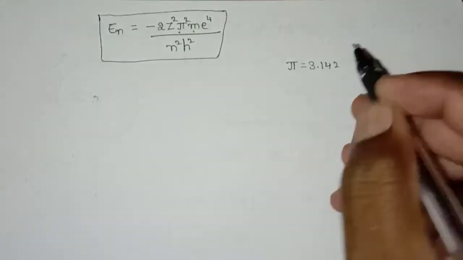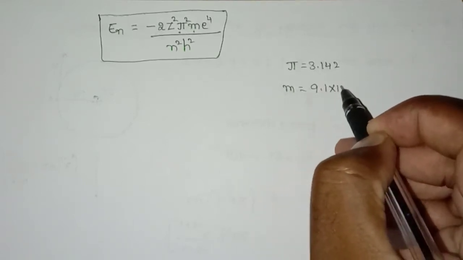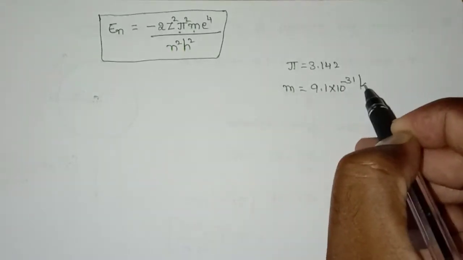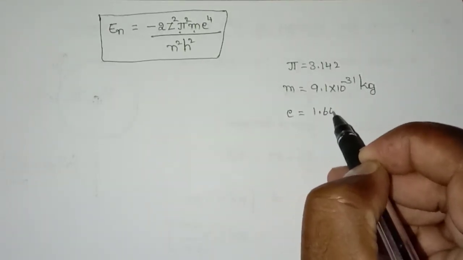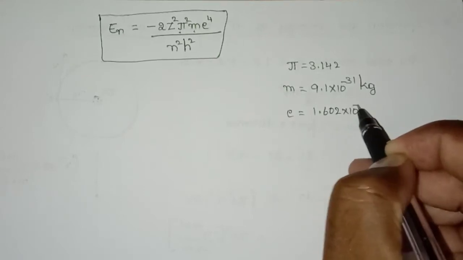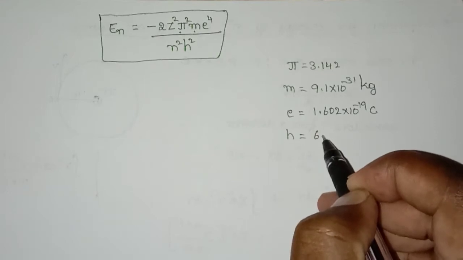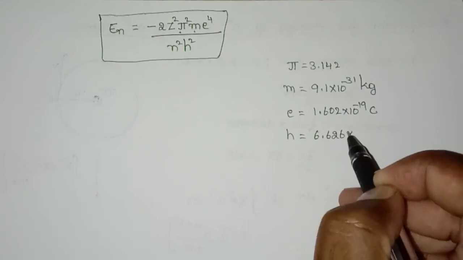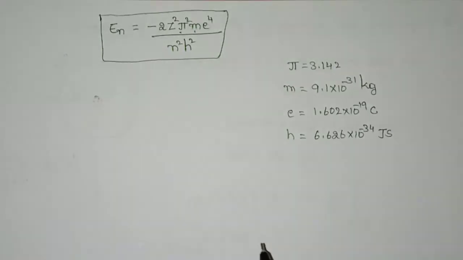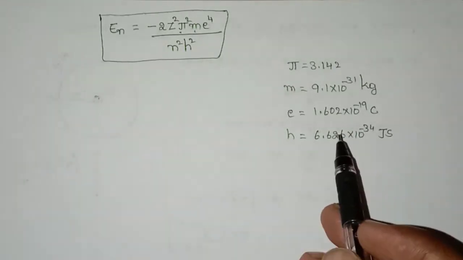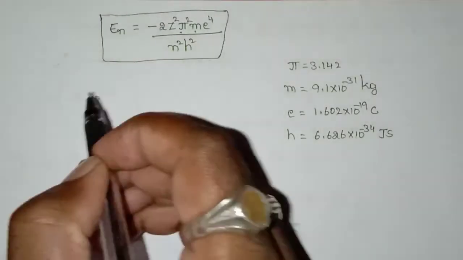By substituting the values of all the constants, the value of π will be 3.142, and the value of m, that is the mass of the electron, is 9.1 × 10⁻³¹ kg, and the value of e, that is the charge on the electron, is 1.602 × 10⁻¹⁹ coulomb. The value of h is 6.626 × 10⁻³⁴ joule second. So these are the constant values.